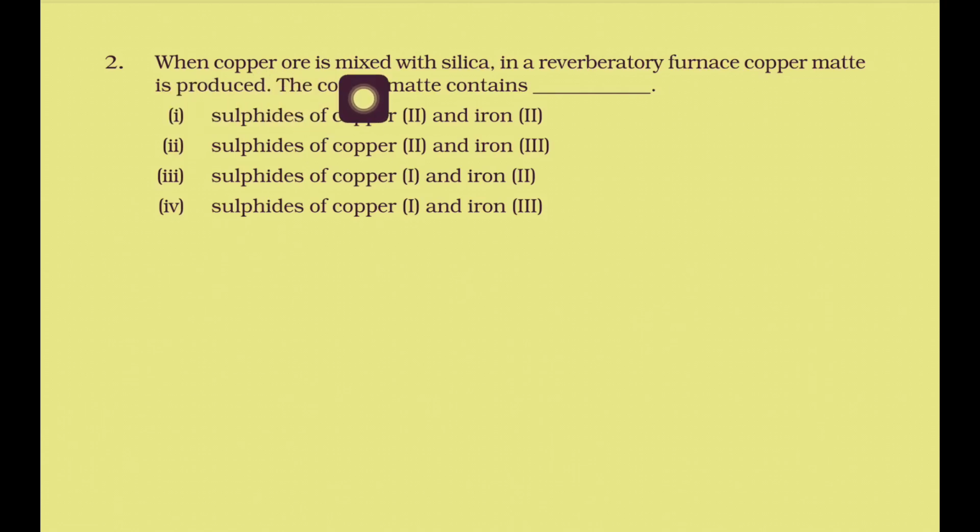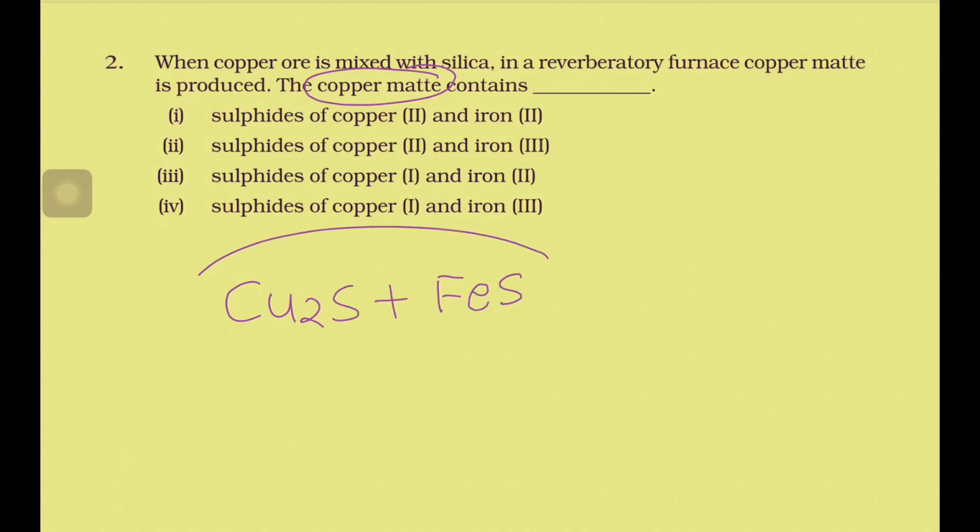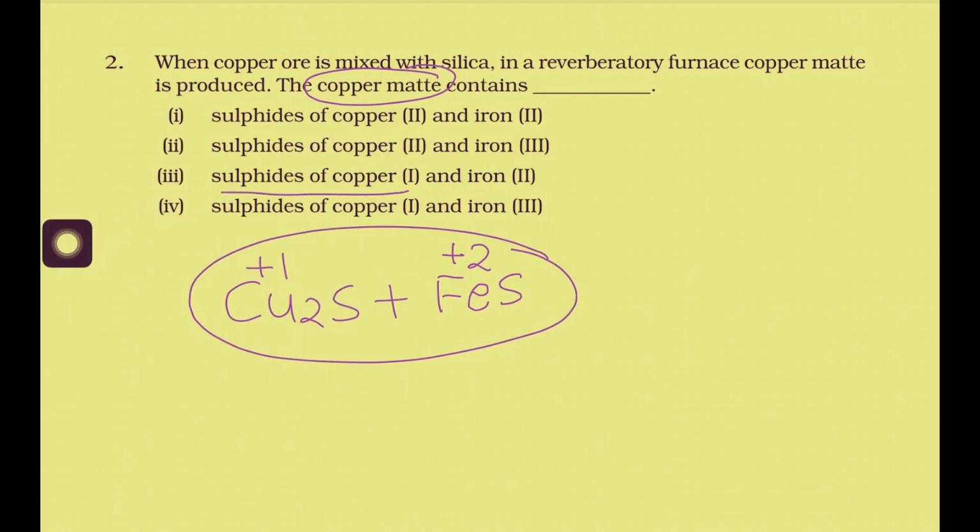When copper ore is mixed with silica in a reverberatory furnace, copper matte is produced. The copper matte contains. You must remember that copper matte is chemically Cu2S plus FeS. This is copper matte. If you see the oxidation state of copper, this is +1 and iron it is +2. So it is sulfides of copper 1 and iron 2. So the correct answer is the third one.